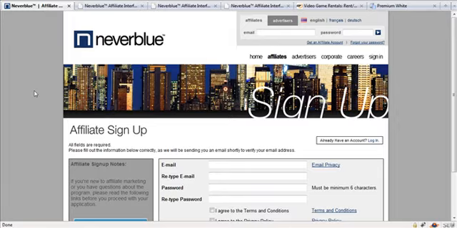So the easiest one to get accepted into, in my opinion, is Neverblue. Now, I can't remember when I originally signed up. It must have been almost a year ago, when I tried to get into as many networks as I could, and basically I got rejected from quite a few of them. Neverblue was one of the ones that I got into, and I'm told it's by far the easiest to get into, so that's one you might want to start out with. There are bigger networks. It's not the absolute biggest network, but it's one of them.